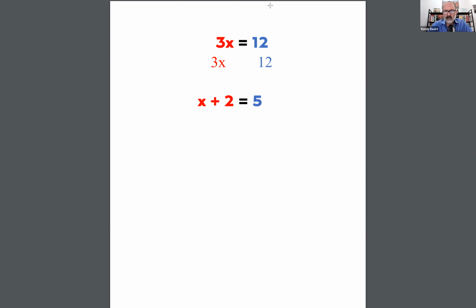Here's another example. Let's break this equation into two parts. One part, the left part, is x plus 2. That's an expression. And then on the other side, we have just 5, and that is an expression. And so now you've seen expressions and equations.